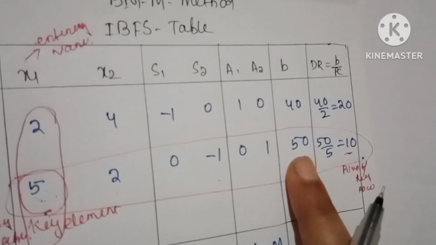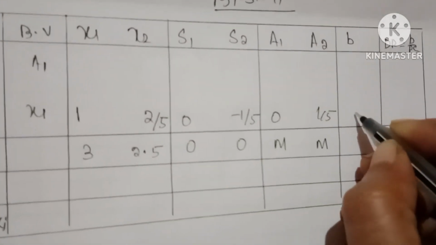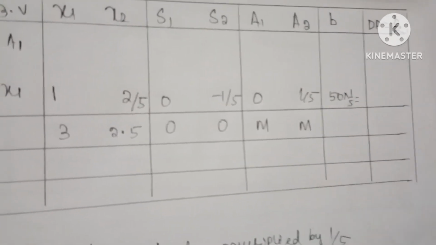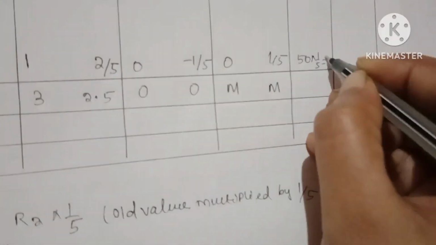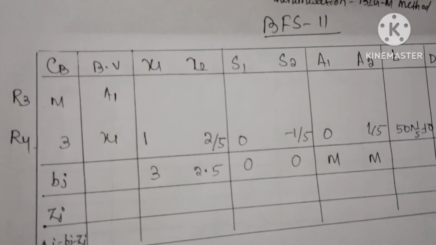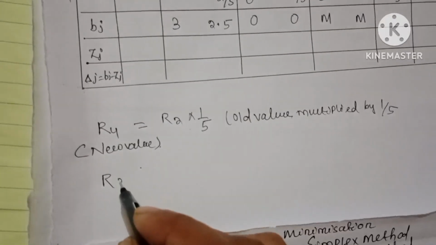Then the next one is 50 into 1 by 5, so this becomes 10 here. So now next we'll calculate the values of row 3.